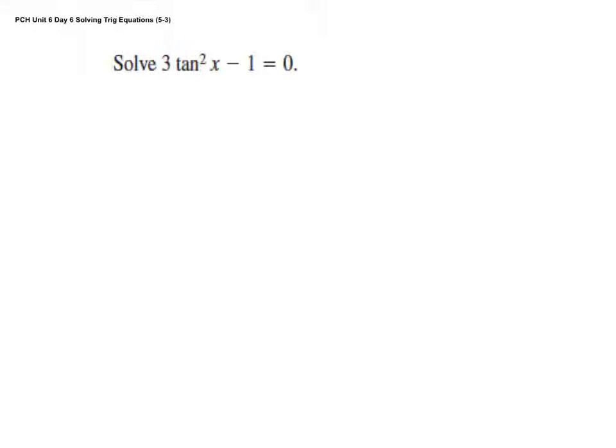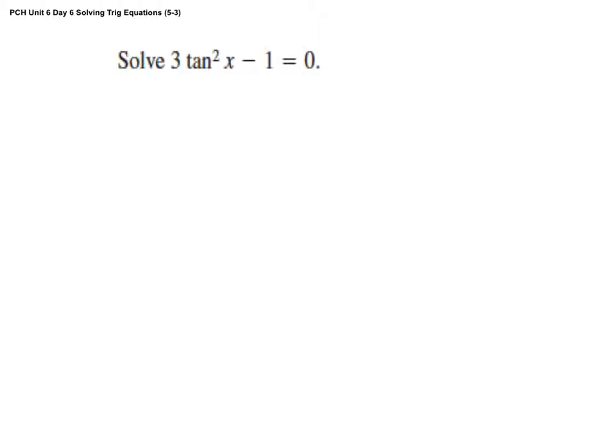So if I were to do that in this case, I would have tangent squared x equals 1/3. And then I could square root both sides. So tangent of x is, don't forget, plus or minus root 3 over 3. Good. Square root of 1/3 is root 3 over 3.